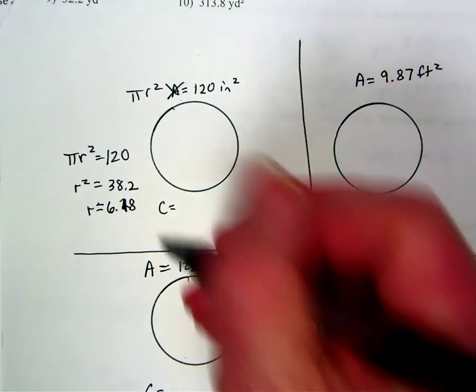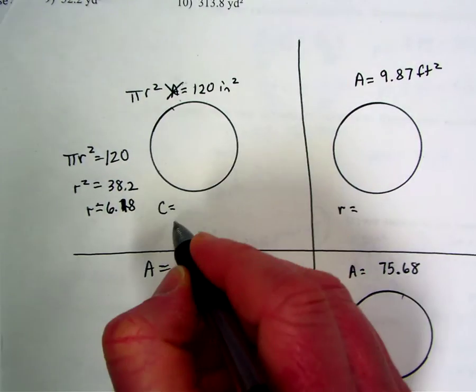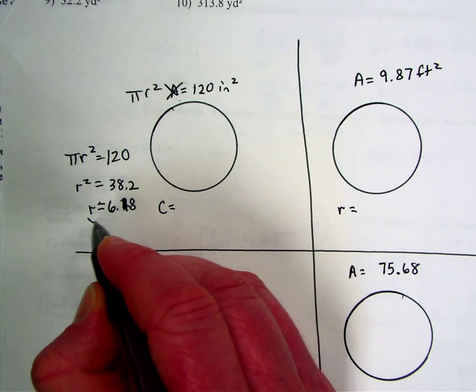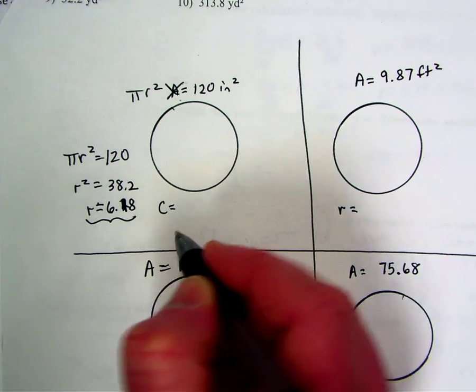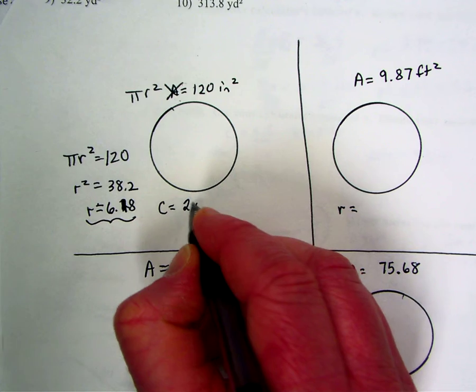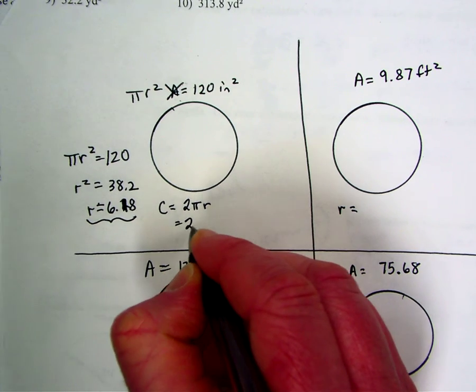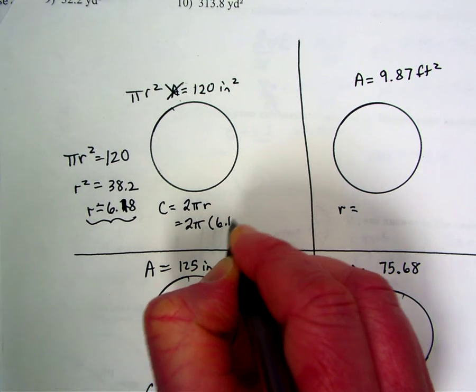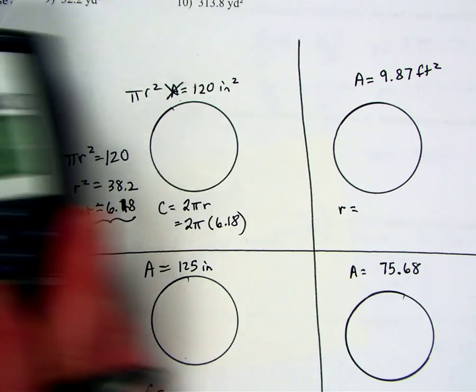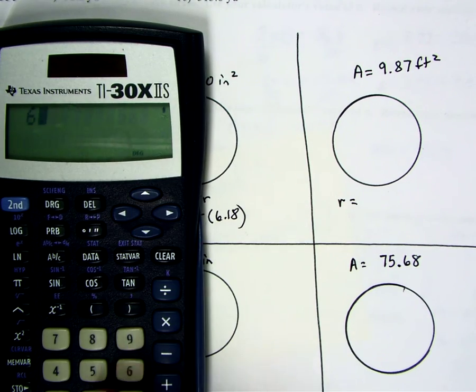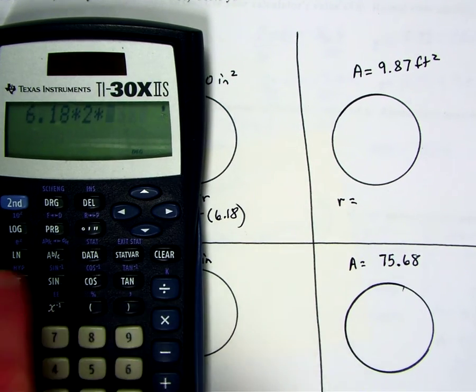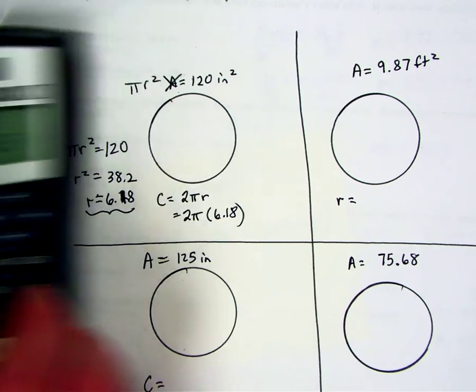Didn't answer the question yet, though. The question says find the circumference. So this is just a way to get to the circumference. Circumference is 2 pi r. Once I have the radius, I get what I want. So 6.18 times 2 times pi, 38.83.